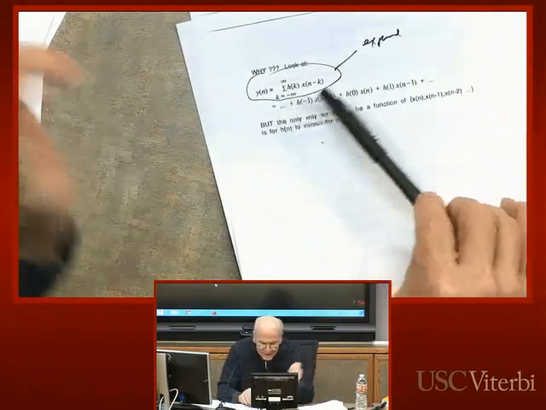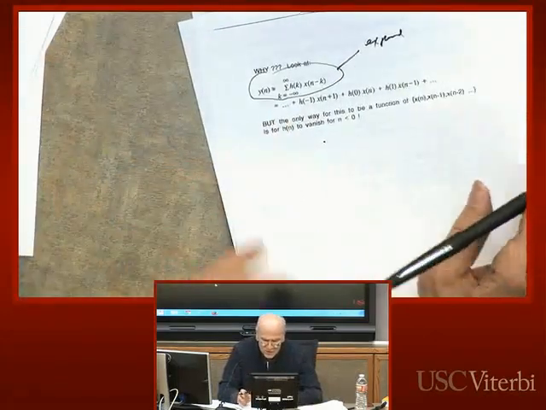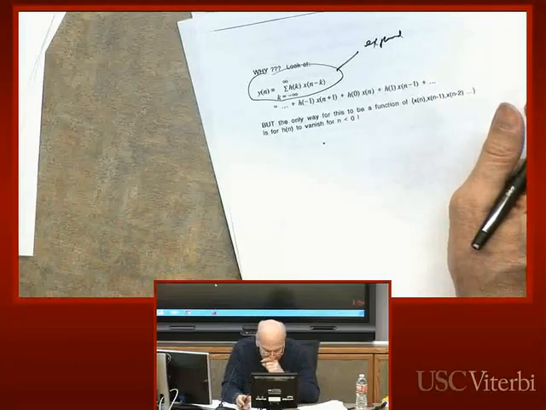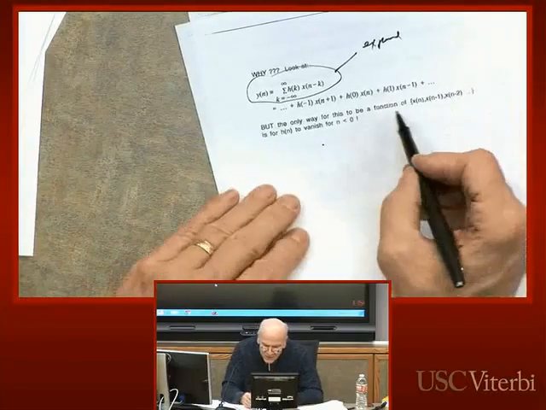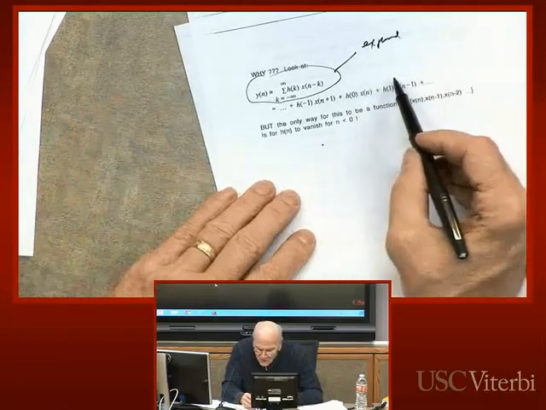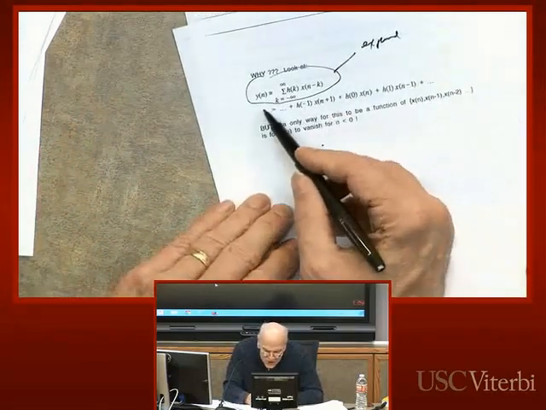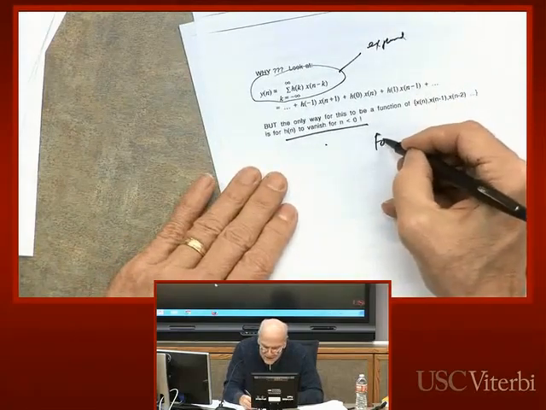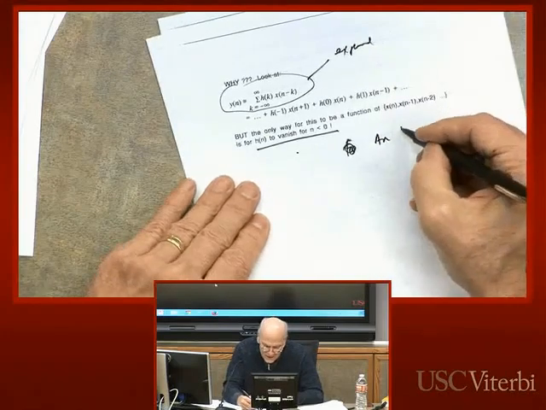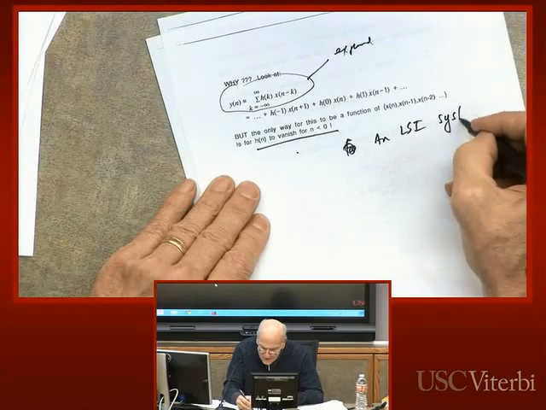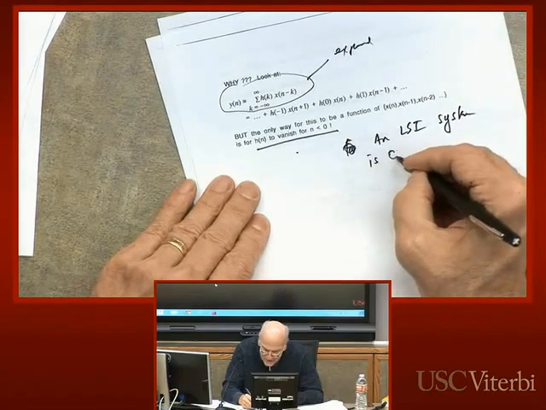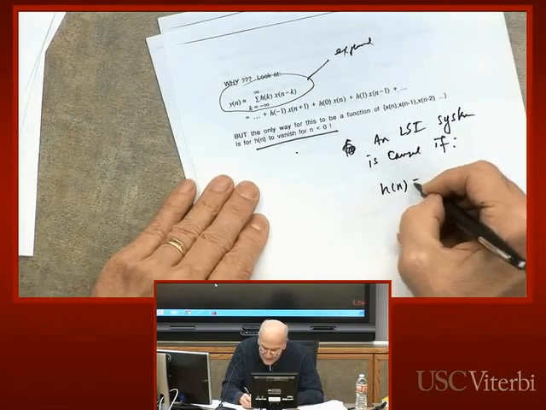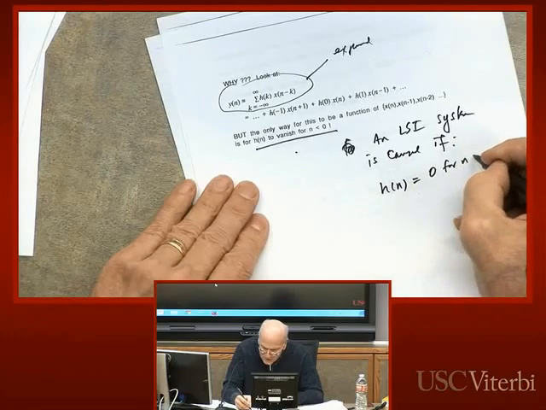It's equal to ... plus h of minus 1 times x of n plus 1, h of 0 times x of n, h of 1 times x of n minus 1, and so on. The point you can see is that the only way for this to be a function of present and past values of x is if h is 0 for n less than 0. So an LSI or LTI system is causal if h of n is equal to 0 for n less than 0.